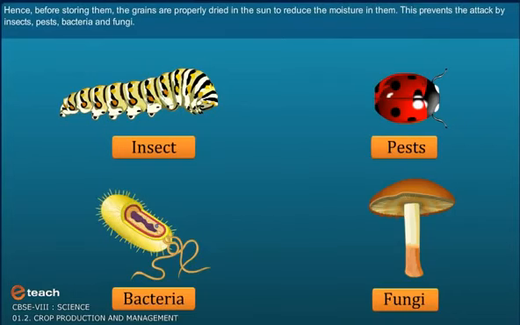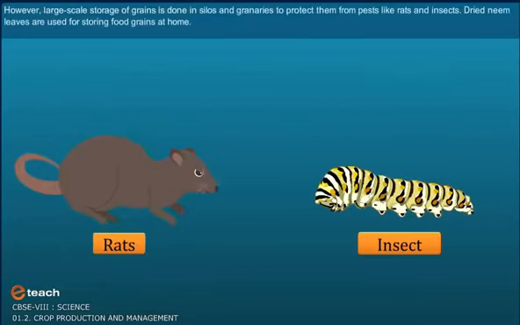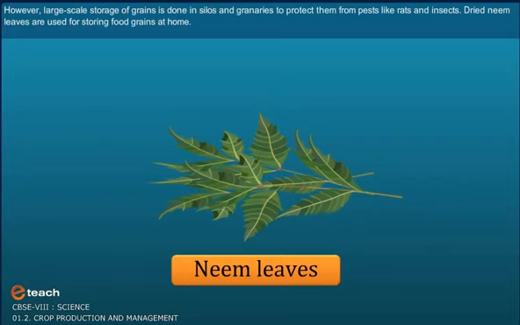This prevents the attack by insects, pests, bacteria and fungi. Farmers store grain in jute bags or metallic bins. However, large-scale storage of grains is done in silos and granaries to protect them from pests like rats and insects. Dried neem leaves are used for storing food grains at home.